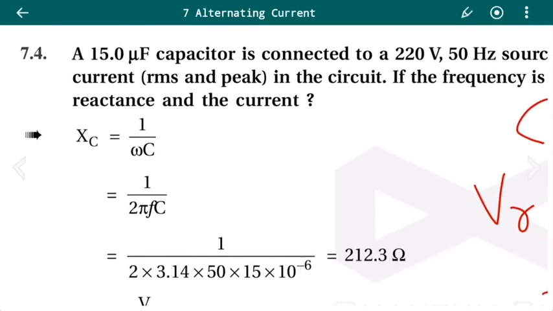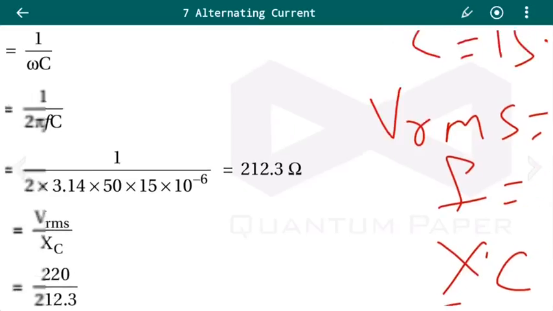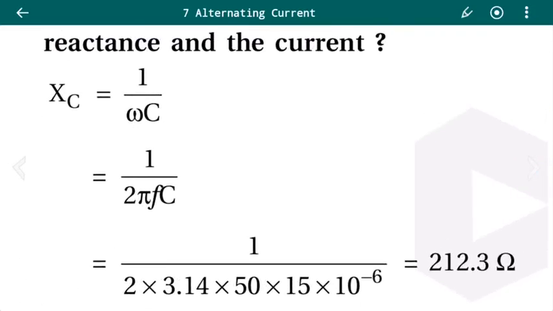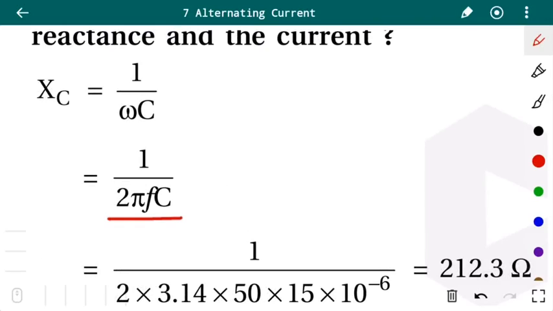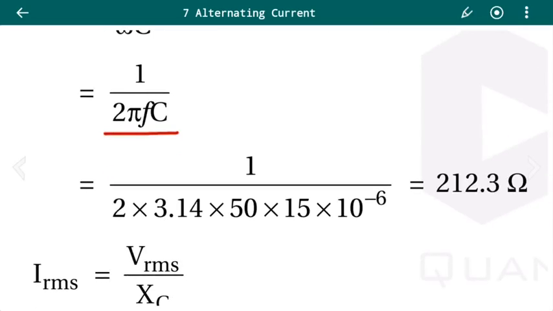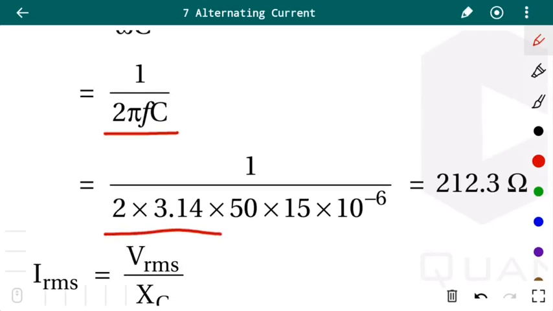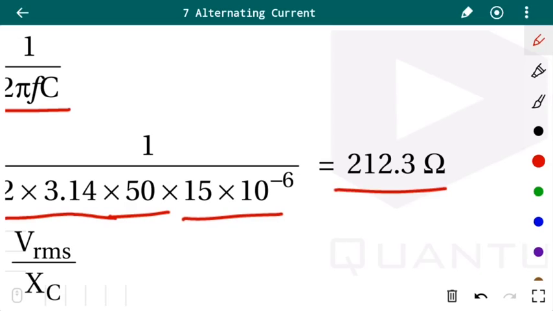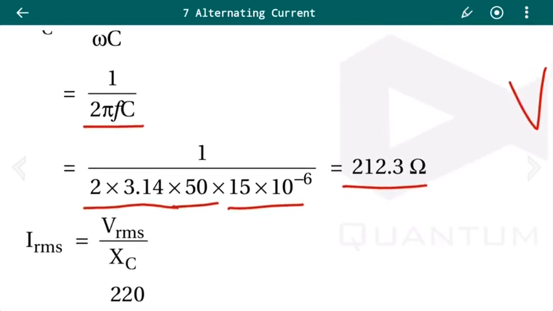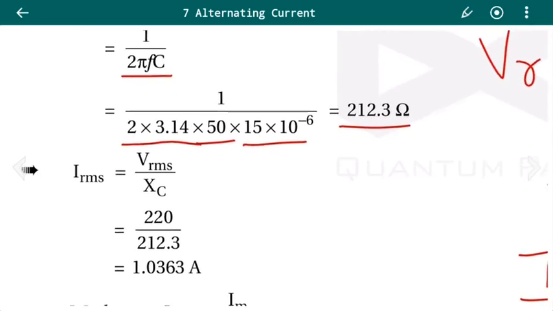So capacitive reactance XC equals 1 upon omega C. Here we are given the value of frequency, not omega directly, so we need to convert it. Omega equals 2 pi f. So we can write 1 upon 2 pi f C. Now put the values of frequency and capacitance. Here 1 upon 2 into 3.14 into frequency 50 Hz into capacitance 15 into 10 raised to minus 6 farad. When we calculate this, we get the value as 212.3 ohm. So here the capacitive reactance is 212.3 ohm.